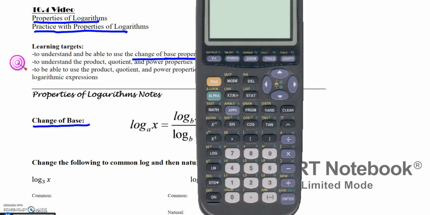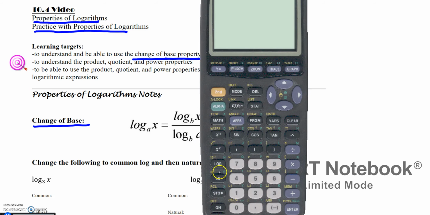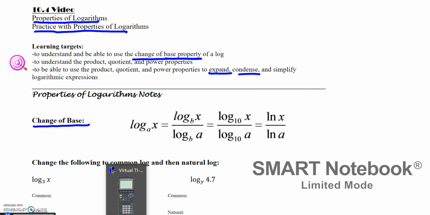If you think about your calculator, the only buttons you have are ln and log, which you assume is log base 10. So if you don't have something that's log base 10 or you don't have something that's just log e, then you have to use this change of base formula. Let me give you an example.